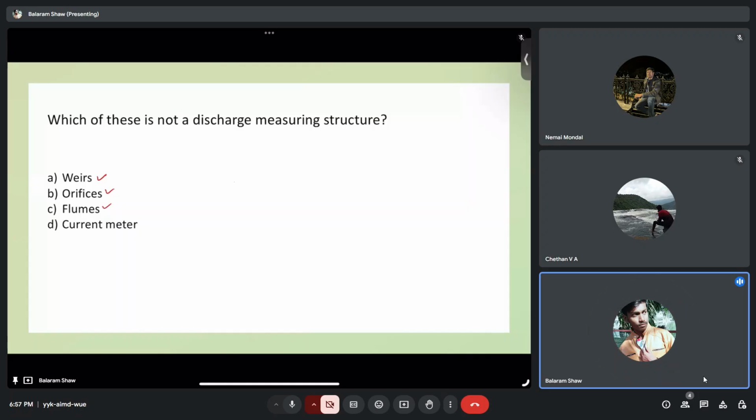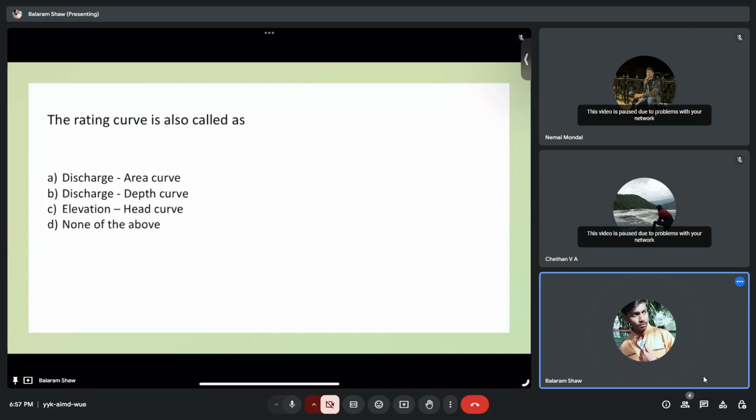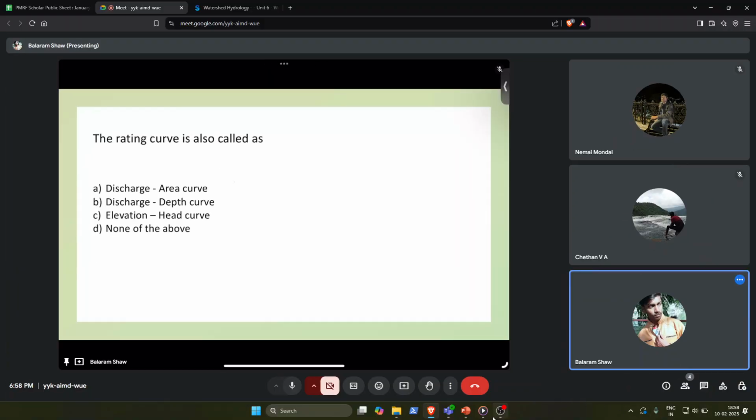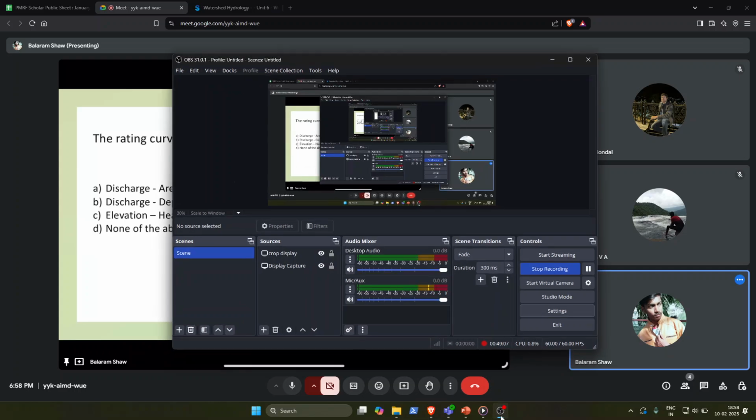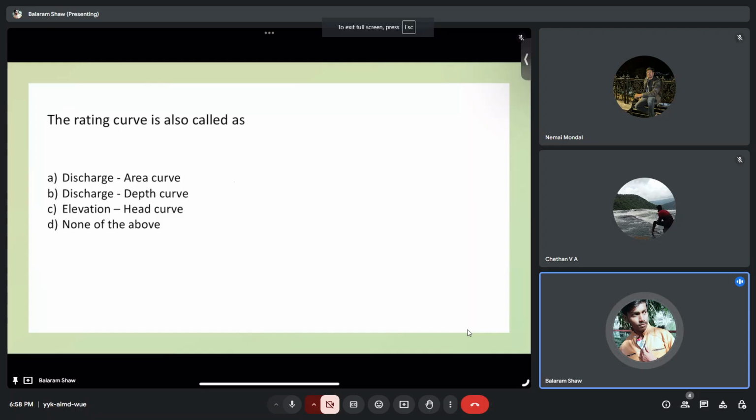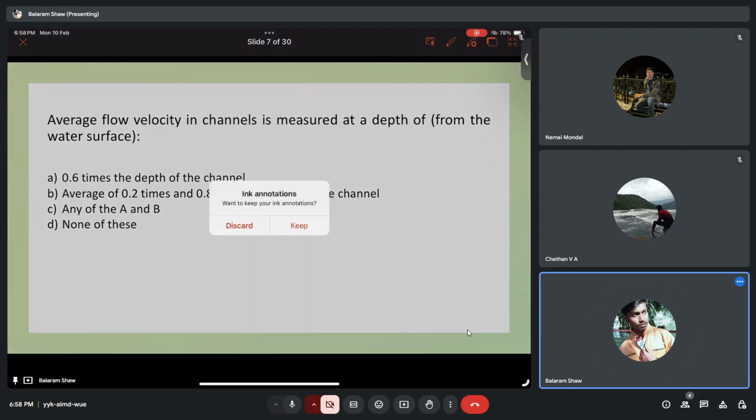Next question is, the rating curve is also called as what? We have just seen that the rating curve is the stage and discharge relationship. Any guesses? Okay, we have seen discharge and depth, so the answer will be B, that is discharge depth curve. Before this, we'll just see some more work.